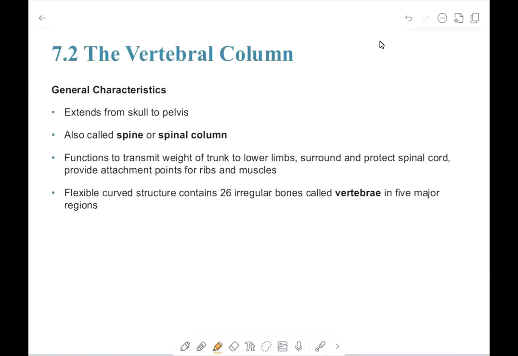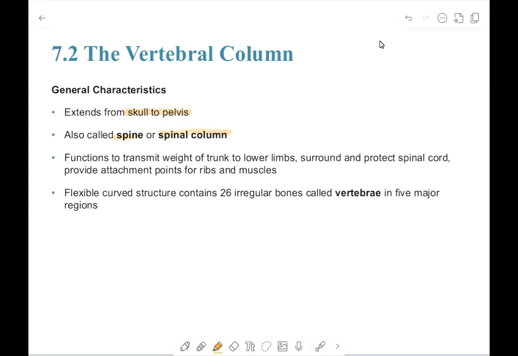In this video, we're going to discuss the next part of the axial skeleton, which is the vertebral column. The vertebral column runs from the skull to the pelvis, but it does not include the pelvic girdle. That is something that students a lot of times get confused on, so make sure that doesn't happen to you. It's also called the spine or the spinal column, but it has lots of different functions.